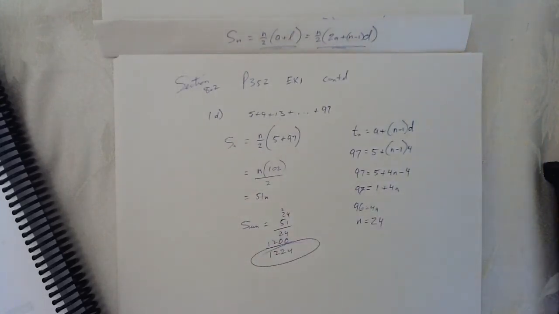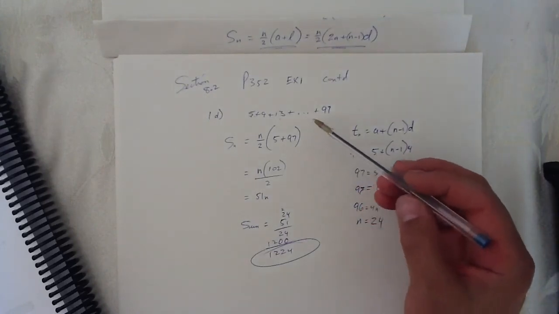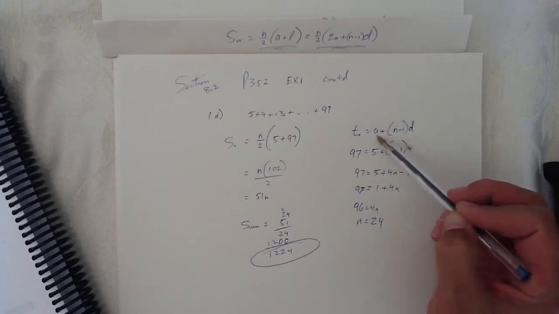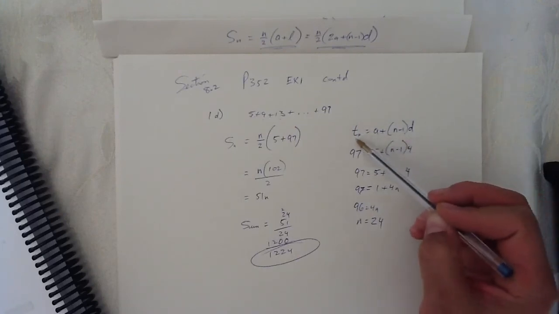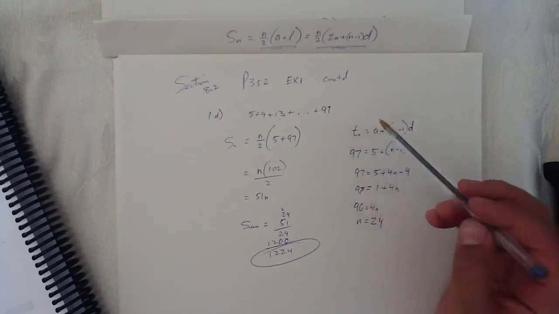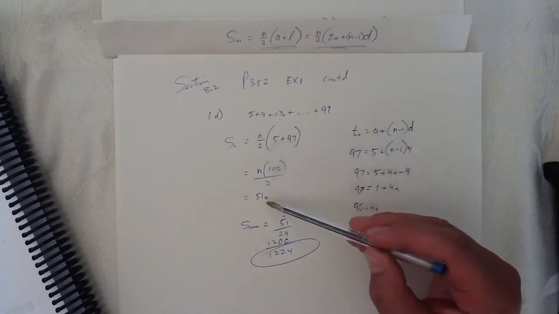And there's our answer. And as you can see, before I pass on this, we've used two formulas. We used the one that we knew before, and that's because we knew a, we knew d, we knew Tn, which is 97, also known as L, and that's what we used to derive n once we determined that the sum was 51n.